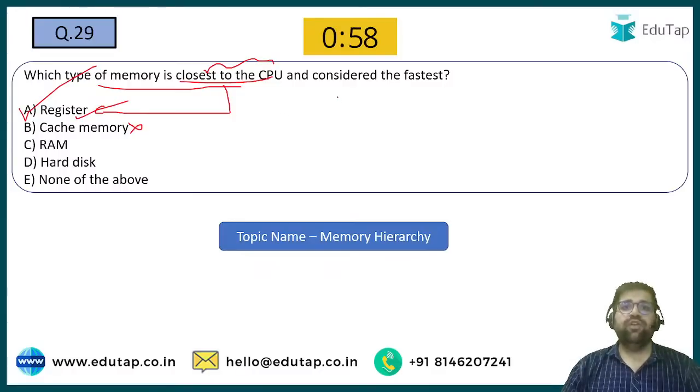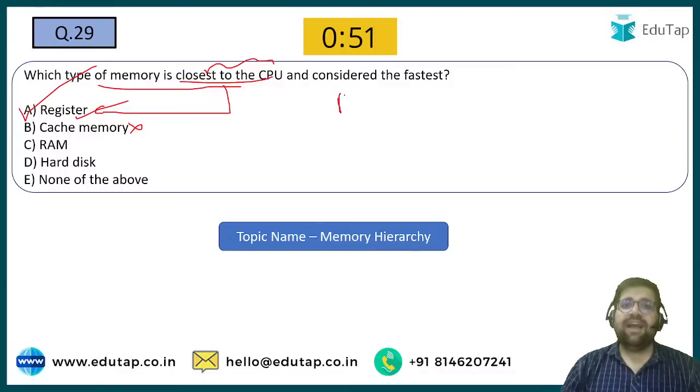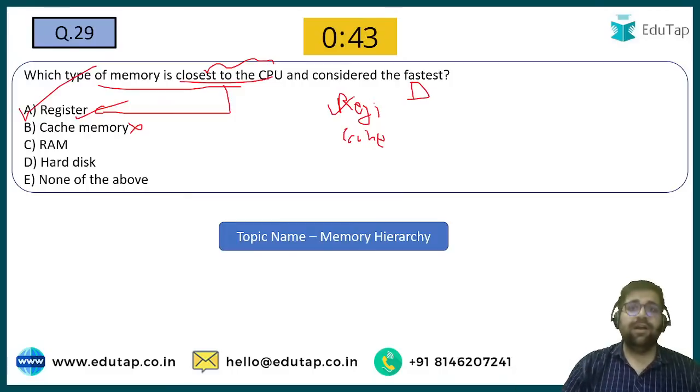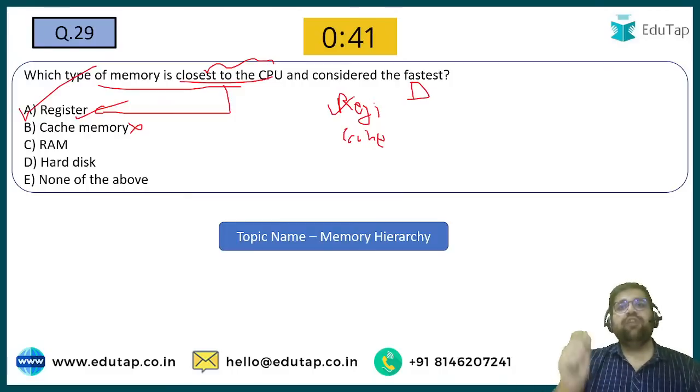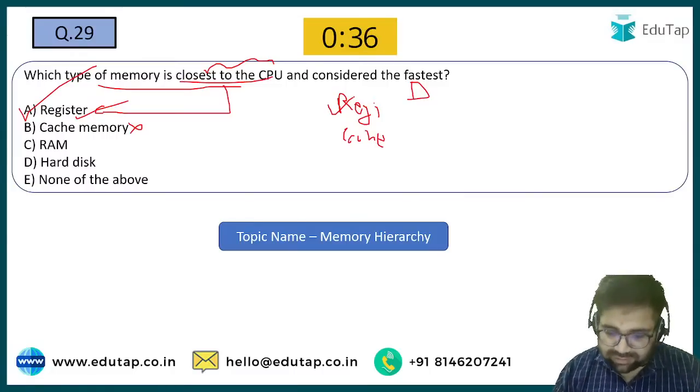And mind you, if you see the memory hierarchy chart as well, which is given in certain standard books, they have clearly written register is the first memory which is closest to CPU. After that, cache will come. Register is the fastest memory of computer, and it is the smallest memory. After that, cache will come. So do not make this mistake.